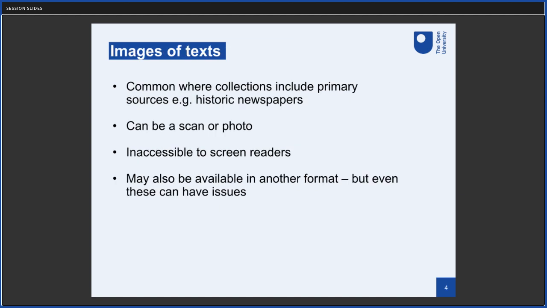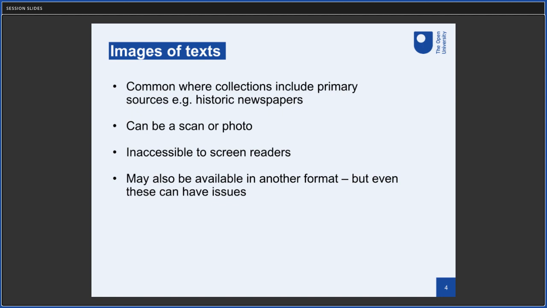So starting first with images of texts. Where you might find problems with the format of materials is in certain PDFs, particularly older ones, and in scans and images. An image of text is a scan or photo of printed material. Images cannot be read by screen readers nor text-to-speech software. This is a format used in some historical materials such as newspapers.